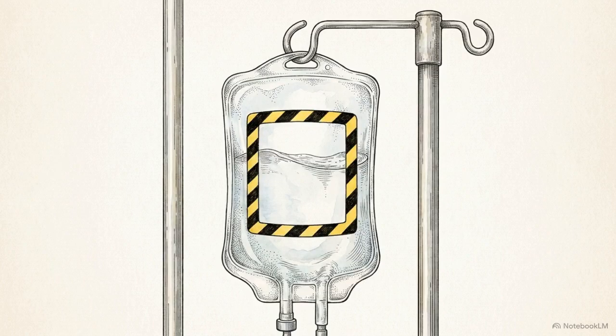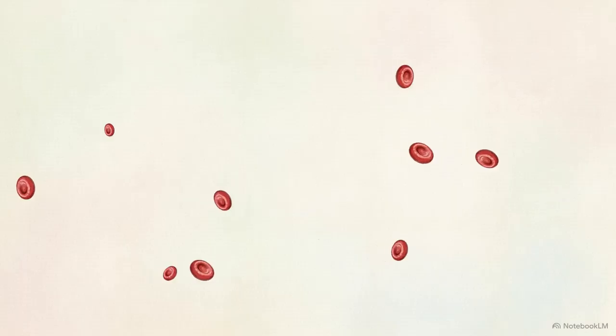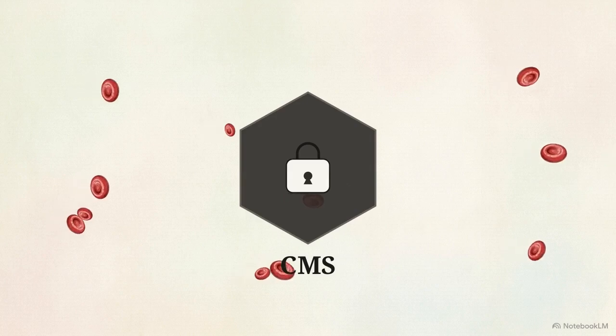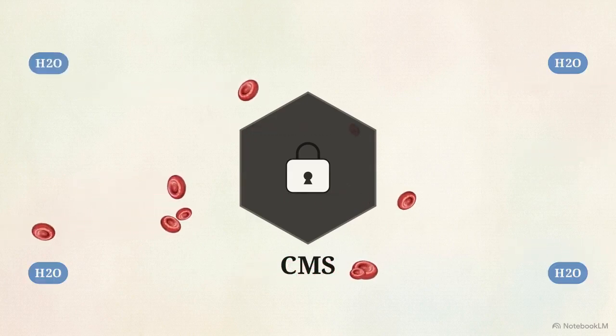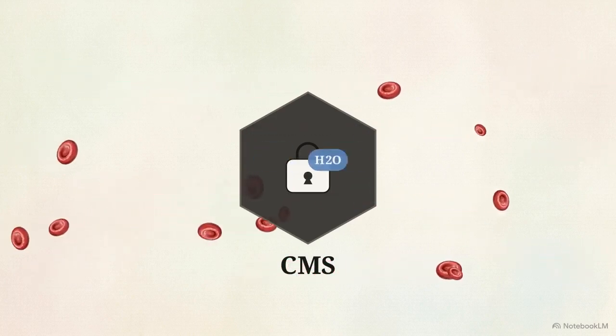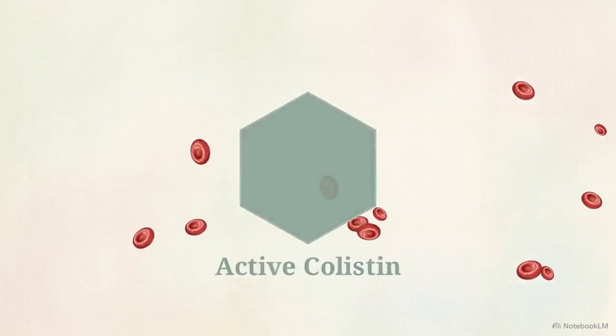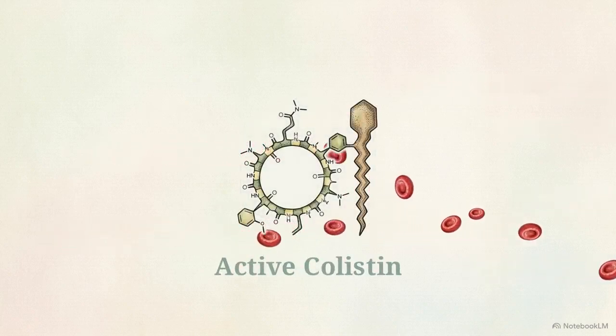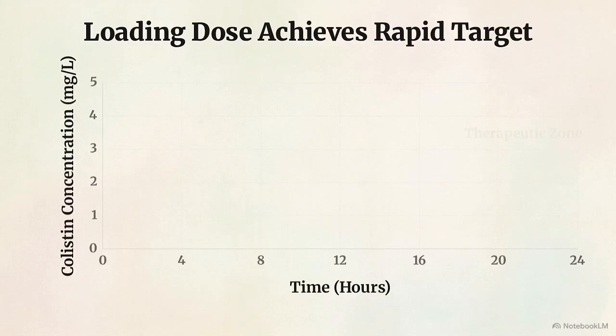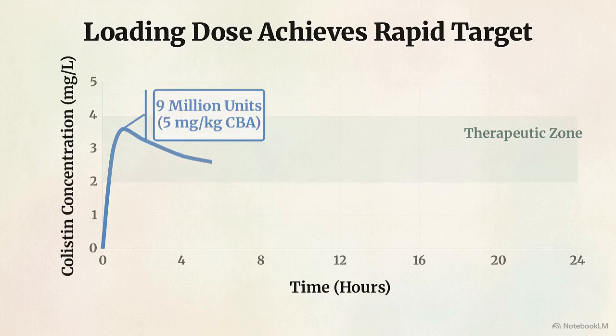Because of its severe toxicity, intravenous colistin cannot be administered in its active form. Instead, it is given as an inactive prodrug called colistimethate sodium, or CMS. CMS hydrolyzes slowly and spontaneously in the bloodstream, eventually releasing the active colistin base. This slow in vivo conversion requires doctors to administer a massive initial loading dose of exactly 9 million units, or about 5 milligrams per kilogram of colistin base activity, to quickly reach therapeutic plasma concentrations.